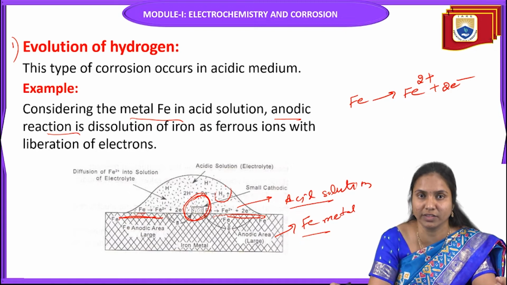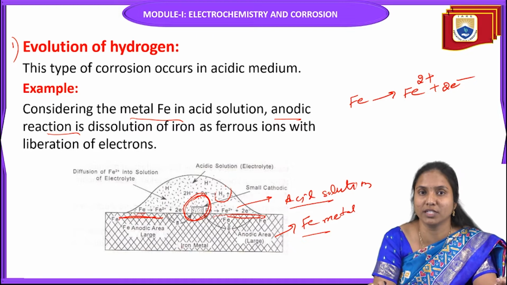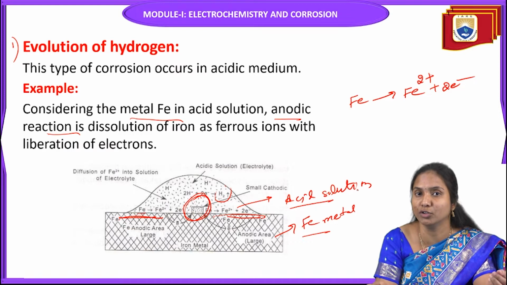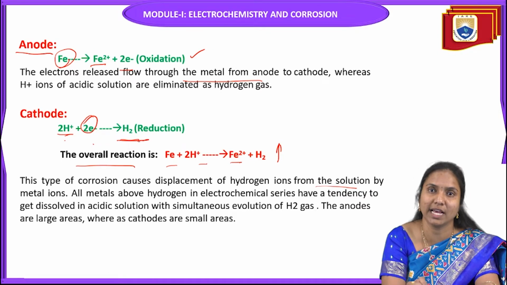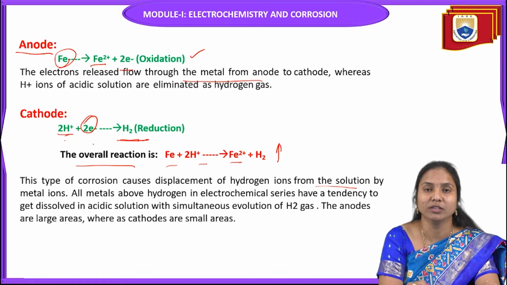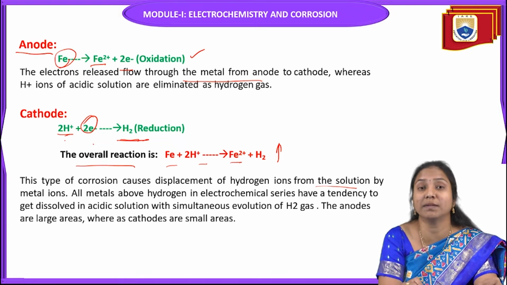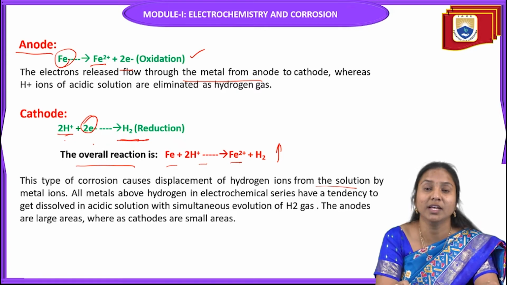When the metal interacts with acidic medium, the metal undergoes oxidation, giving metal ions and electrons. These electrons are consumed by the cathode. At the cathodic area, H+ ions are present and gain electrons, and finally hydrogen gas is evolved. This corrosion involves displacement of hydrogen from acid solution to the metal surface. The area where hydrogen is present on the metal surface is considered the cathode. So in this evolution of hydrogen, a large anodic area and small cathodic area are present.